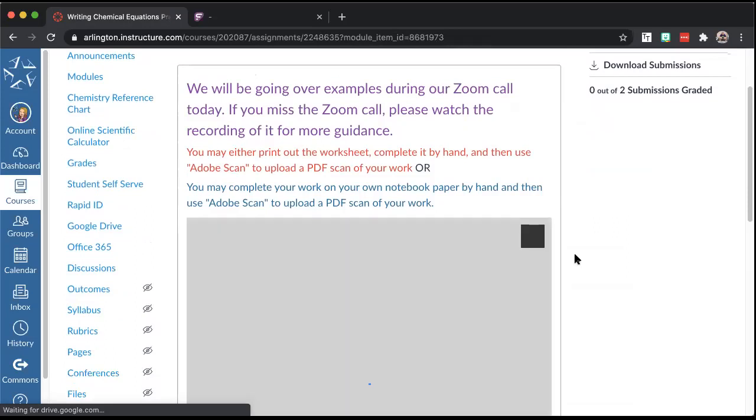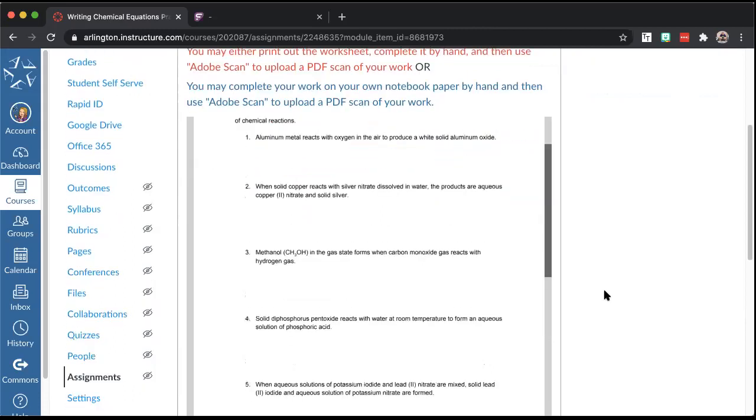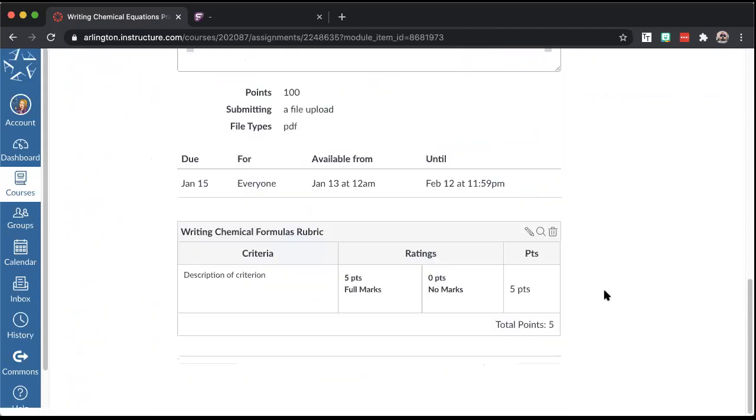Since this requires you to write things down, you're going to be using the Adobe Scan app, or if you have a different app that lets you scan files or images, that's fine as long as you can upload it as a PDF. You could either print out the worksheet, complete the information on it and then scan that, or you could just do it on your own notebook paper. Just make sure that you number the problems and do it neatly so that I can tell where each one is with the work and the information. Either way, you'll end up uploading that PDF scan of your work to submit for today.